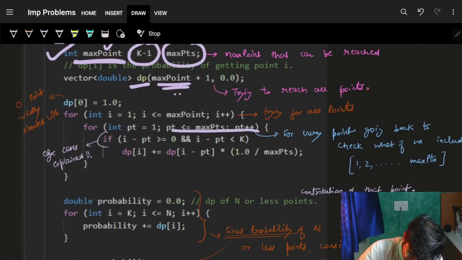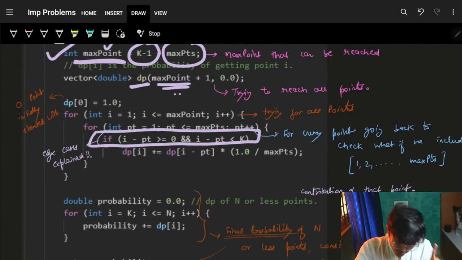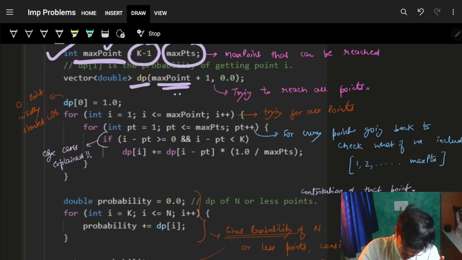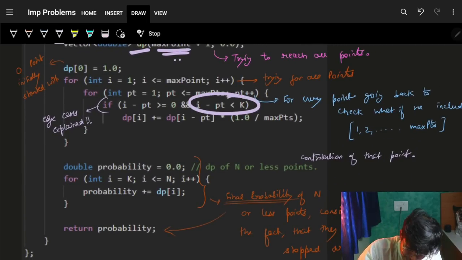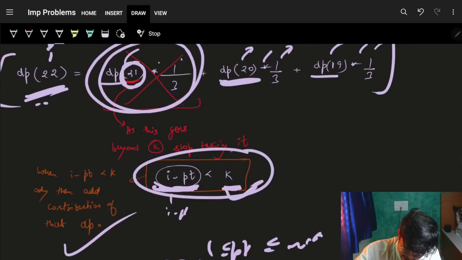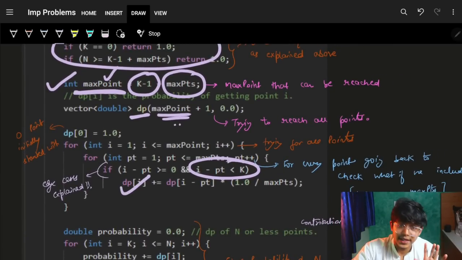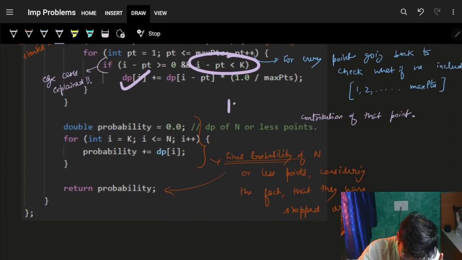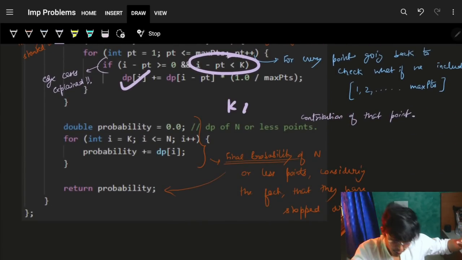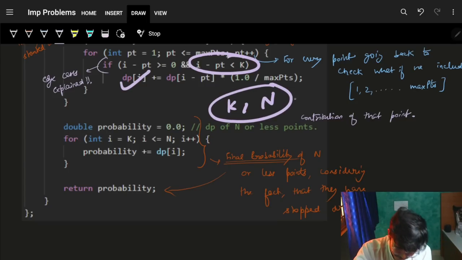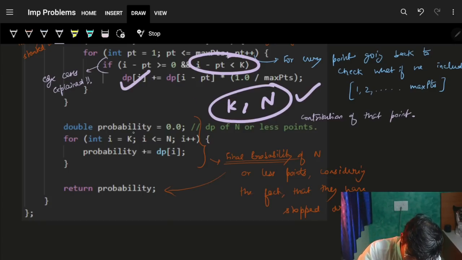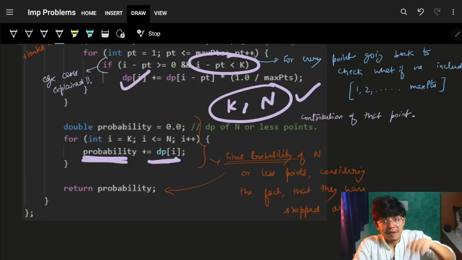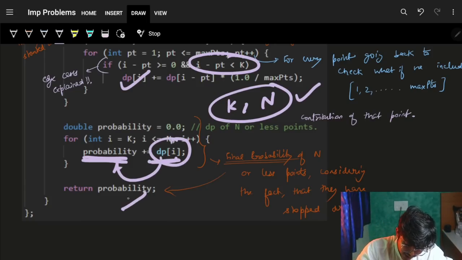But we also saw the if condition should make it valid. I will only do it if I minus PT is more than or equal to 0, and also I minus PT is less than K. Only then can I have this dp of I calculated. Ultimately, I have to find the probability of n or fewer points, which means the total probability from K up till n. Thus, I will go from K to n, sum the probability of every point, and return that as my answer.